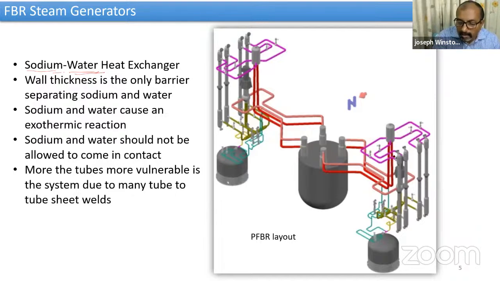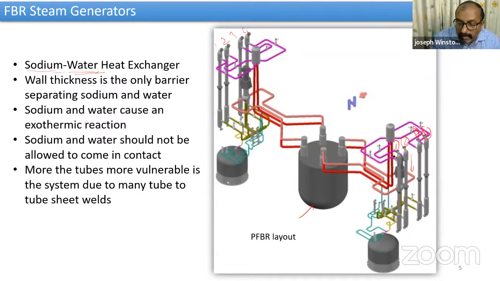In this particular case, you can see here in the PFBR layout, this is the reactor vessel. The reactor heat is transferred through the sodium, and it comes to the secondary line and then to the heat exchanger. Here you can see the steam generators, 3-4 steam generators on one loop, and another 4 heat exchangers on the other loop. These are the heat exchangers which take the heat of the sodium, and then water gets converted to steam, and the steam comes out. This steam goes and runs the turbine for power.